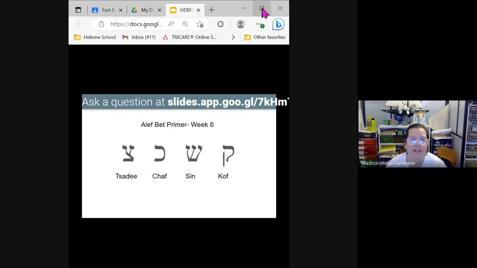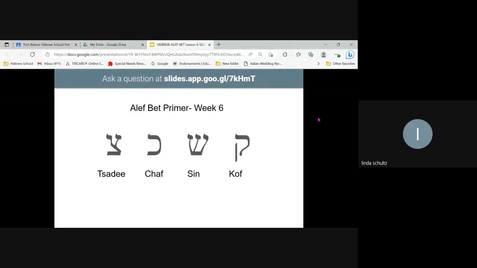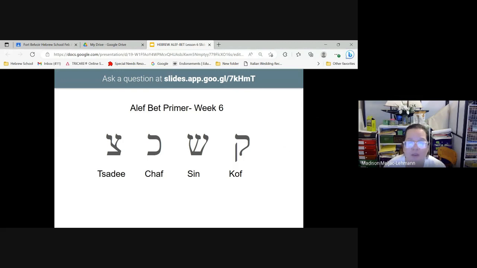Okay. Can you guys see my screen now? Yes. Okay. Last week, guys, so you know the drill. Here we go. So we have kaf or khaf right here, and we have sin right here. Now, sin should have a dot, and I did forget the dot.